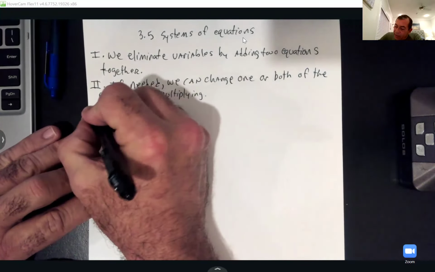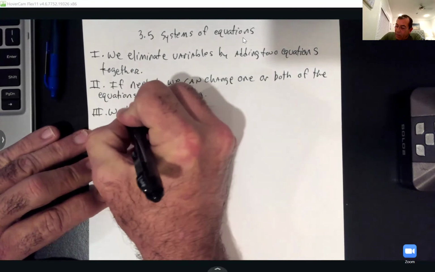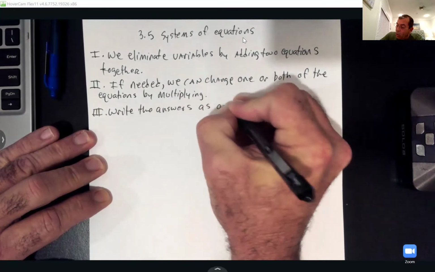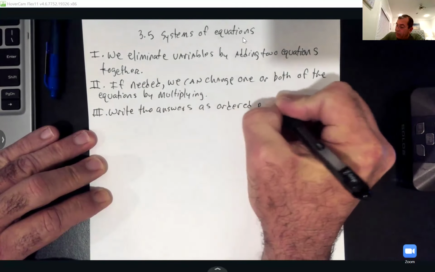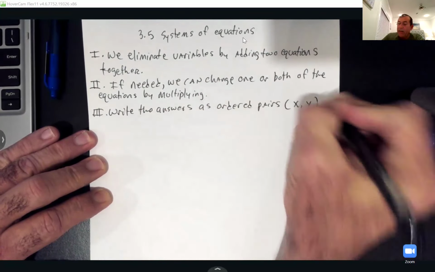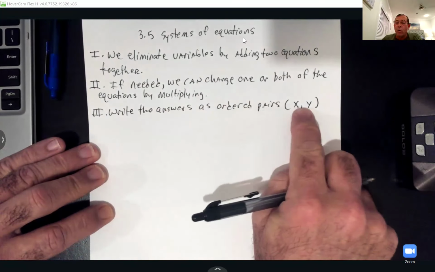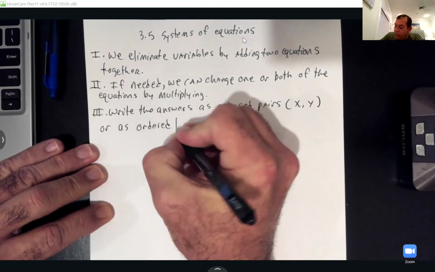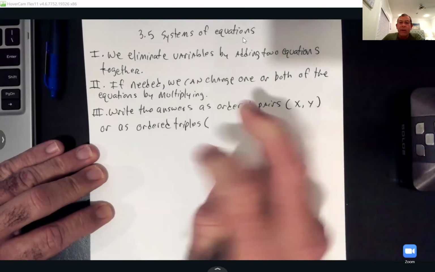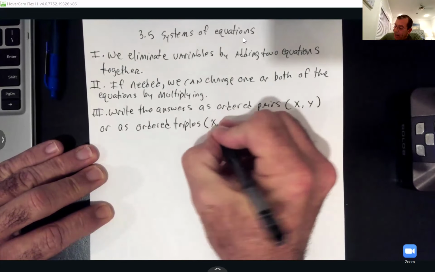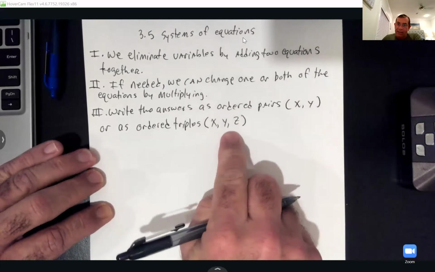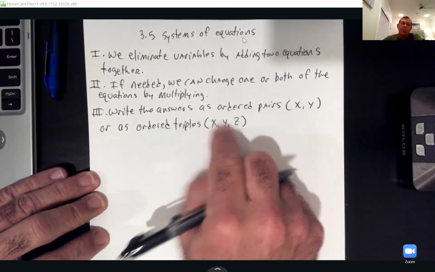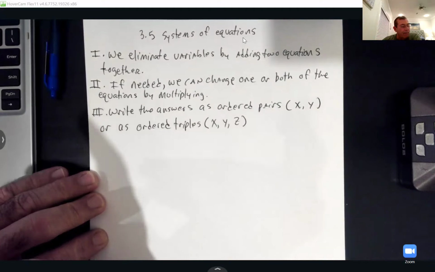All right, now the answers. We're going to write the answers as ordered pairs, which will be an X and a Y. So if I got 2 variables, we'll write the answer as ordered pairs or as ordered triples. And we'll use ordered triples if we got an X, Y, and a Z, okay? So like I said, we'll start out with 2 variables, but we will get into the 3 variables, which is a little bit trickier on us, okay?